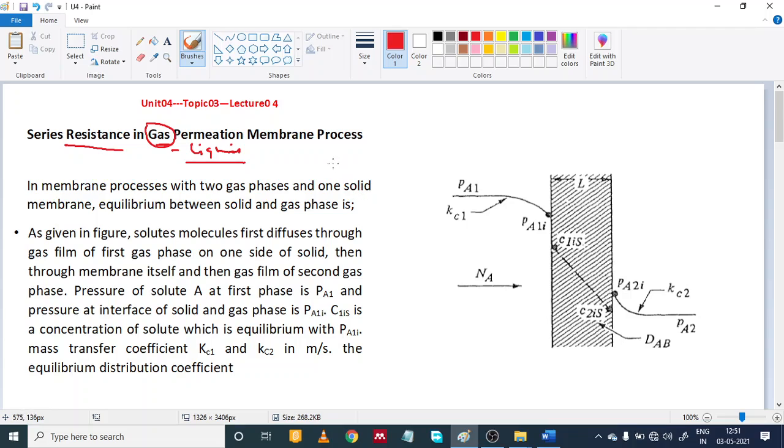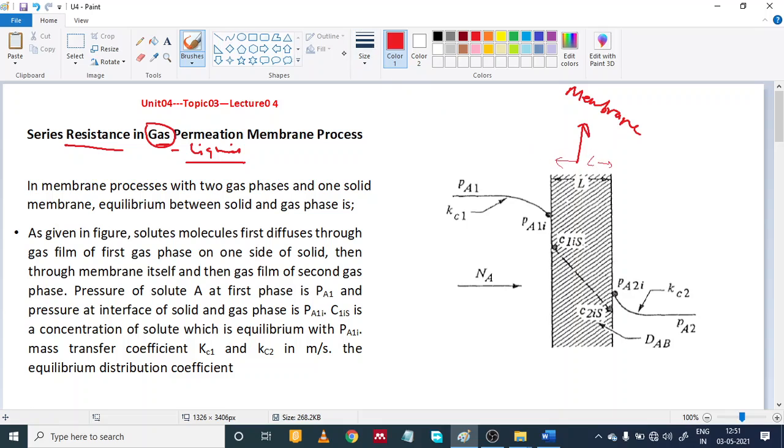Now, how to develop the equation? Since almost every step is the same, we are just going quickly through how to develop it. So let us look at the diagram. This is a representation of the gas permeation membrane process and its resistances. As far as this is concerned, we know that this is a membrane, and the length is given here. This is a length L.